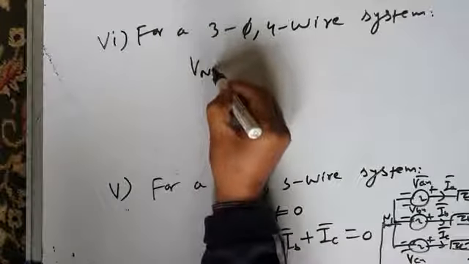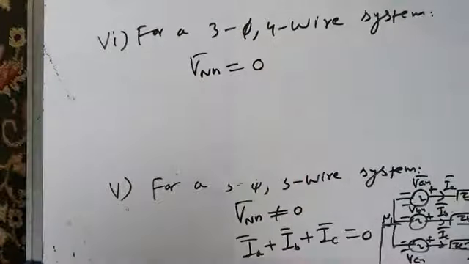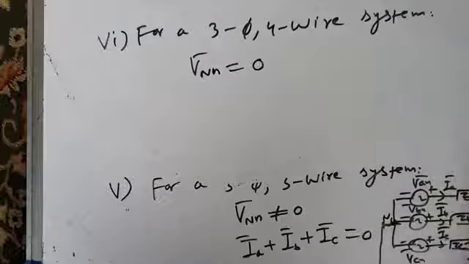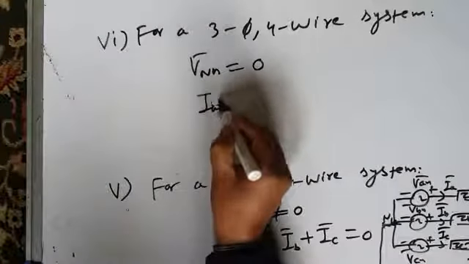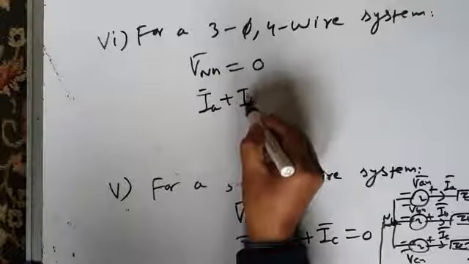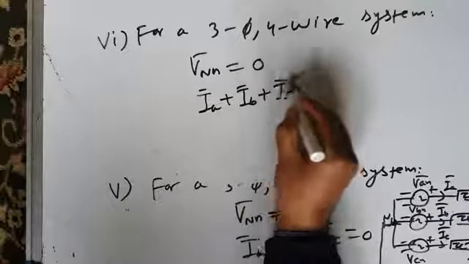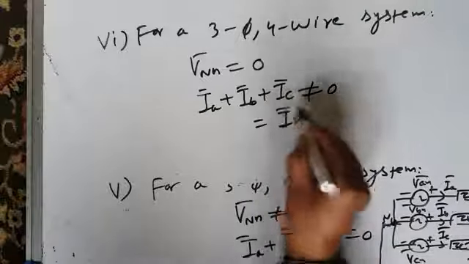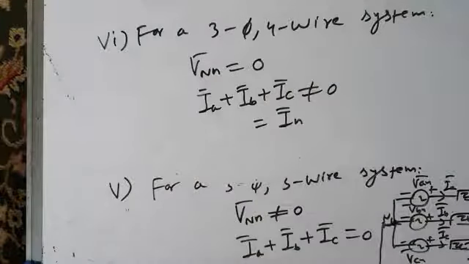In this case, VNN will always be equal to 0 when load neutral is connected to source neutral. Whether your system is balanced or unbalanced, this neutral to neutral voltage will always be equal to 0. But the phasor sum of three line currents, IA plus IB plus IC, will not be equal to 0. It will be equal to neutral current, because you are providing a path for this current to flow.